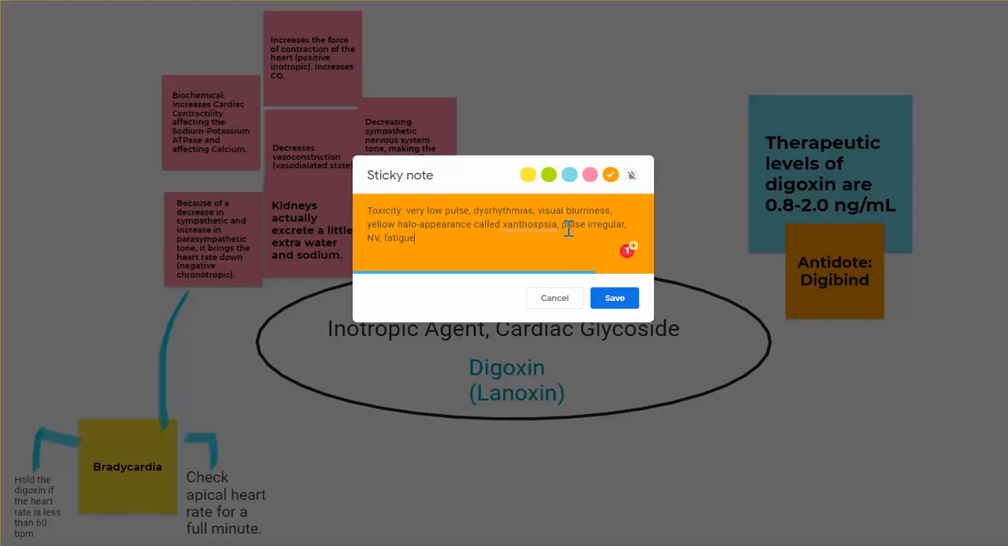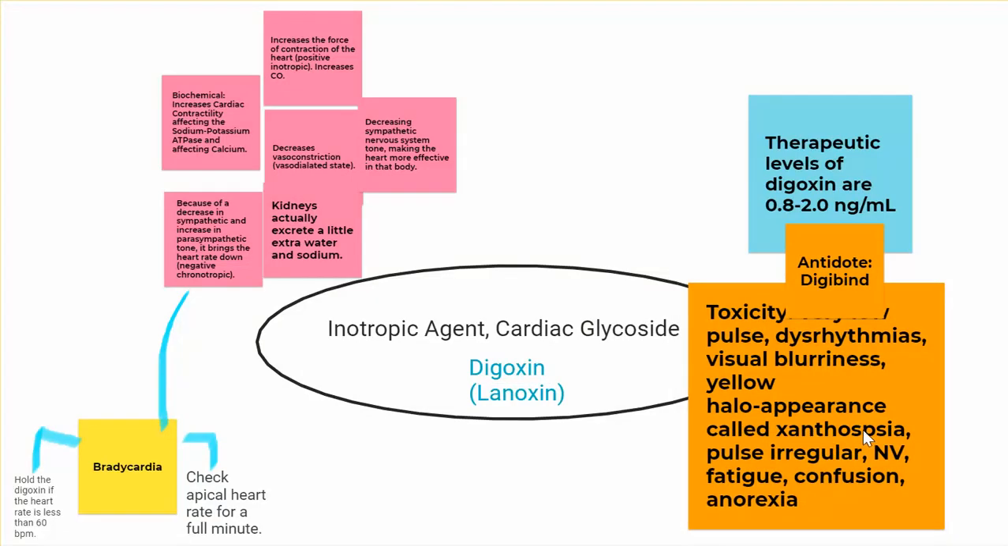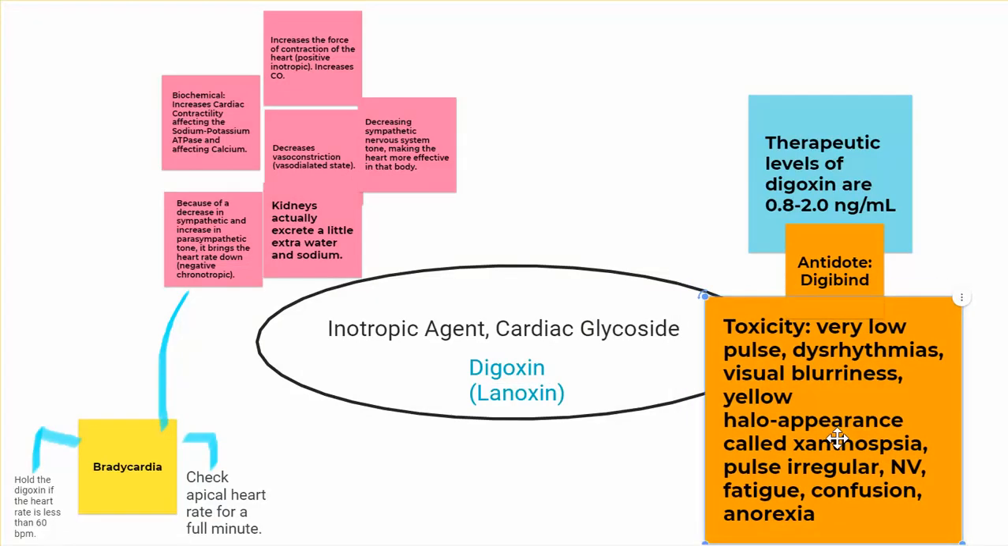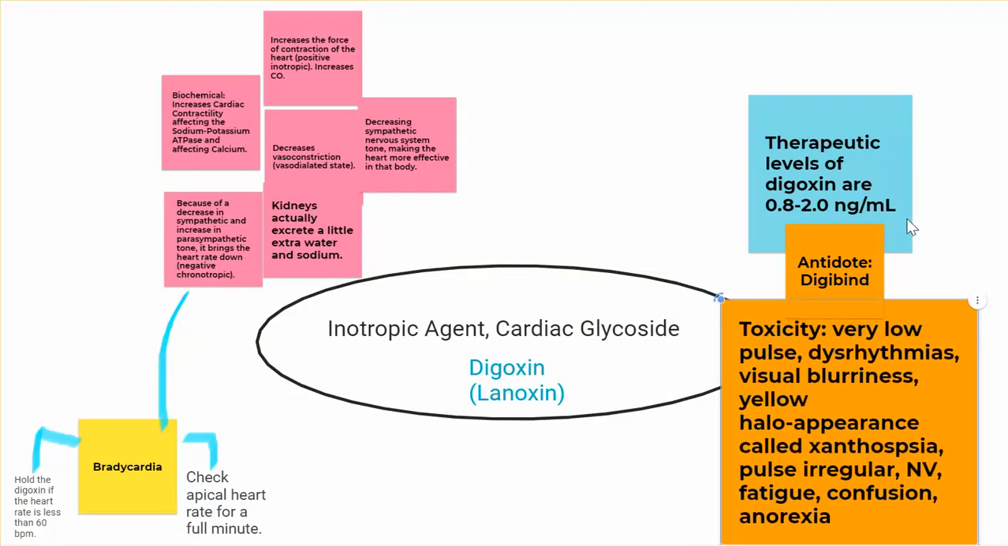Fatigue, confusion. The confusion is because of all the things it does to sodium. Whenever somebody has an odd sodium level, not within the normal range, either high or low, sodium will make people confused, right? And then anorexia. Anorexia means they're not hungry. It doesn't mean that they look like a runway model.